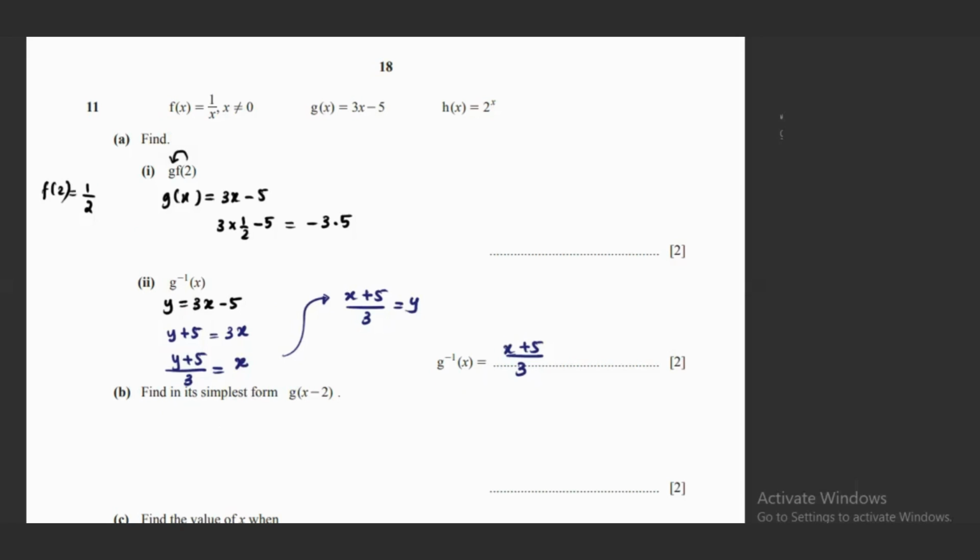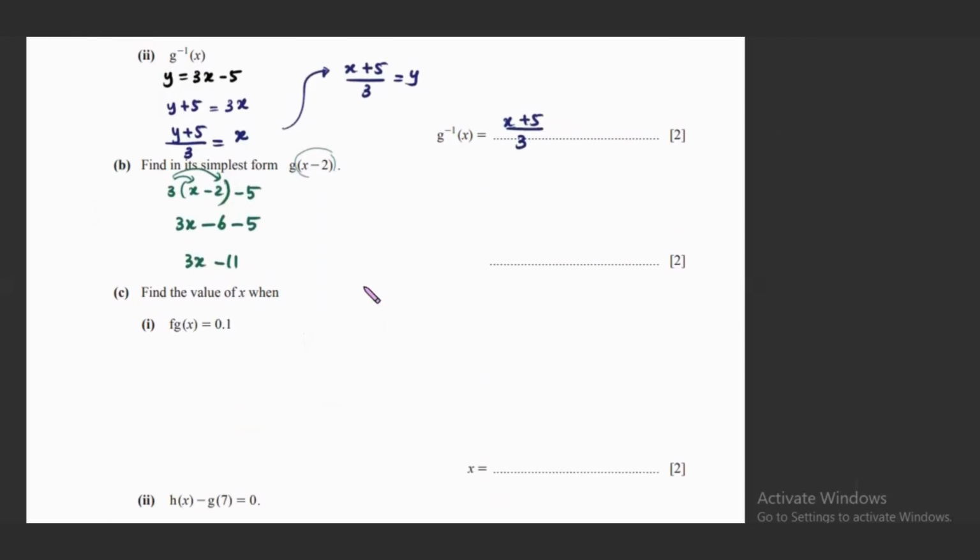The next question, to find in its simplest form, what is g of x minus 2, which means x minus 2 is sent inside this g of x function machine. So then the function given to us is 3 times this x that we have here gets replaced with this x minus 2. And then I have this minus 5 after that. So I need to write it this way. I'm going to solve this. So to solve this, I need to expand it. So 3 times x is 3x. 3 times minus 2 is minus 6. And then I have minus 5. So when I simplify this, I get 3x minus 11. So this is going to be what g of x minus 2 is equal to.